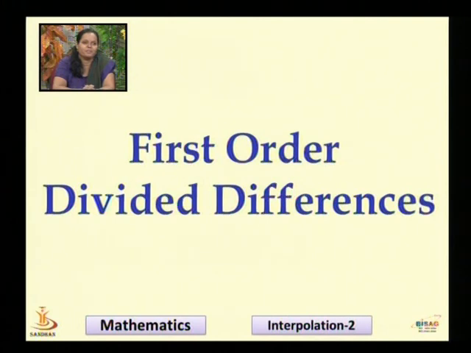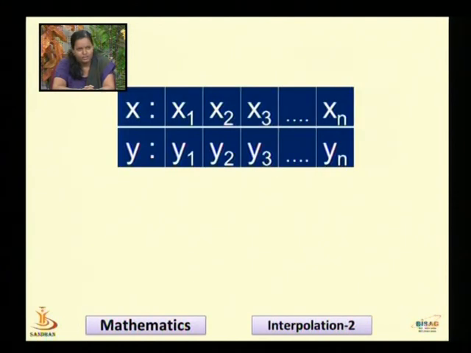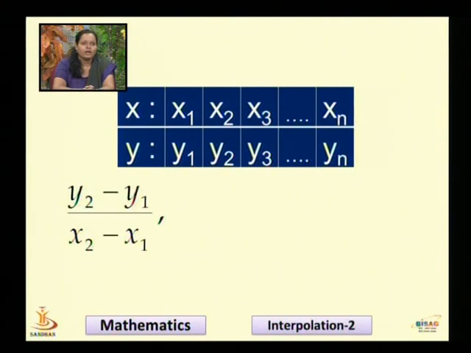divided difference table. Now, let us first discuss what are first order divided differences. Given a set of table values x1, y1, x2, y2, x3, y3 and so on up to xn, yn, the first is y2 minus y1 divided by x2 minus x1.